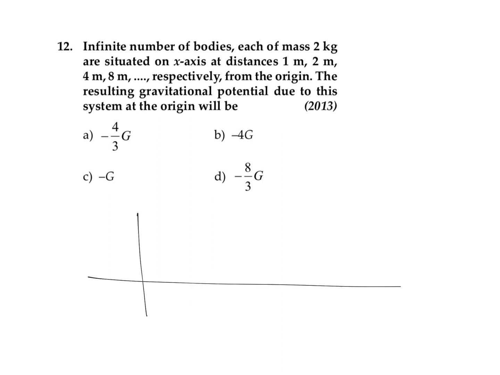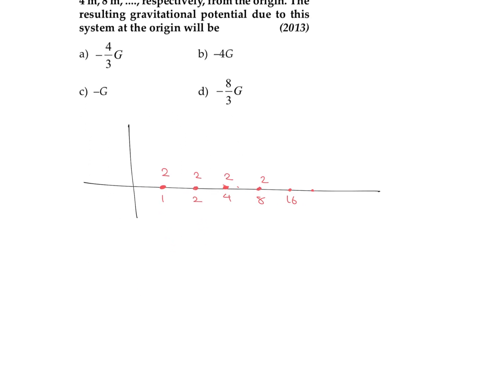If you are considering an xy coordinate system and an infinite number of bodies, each of mass 2 kg, situated on the x-axis, the first one is at a distance of 1 meter, the second one at 2 meters, the third one at 4 meters, the fourth one at 8 meters, then 16, then 32, and so on. The resulting gravitational potential due to this system at the origin is... Our aim is to find the value of the net gravitational potential at the origin.